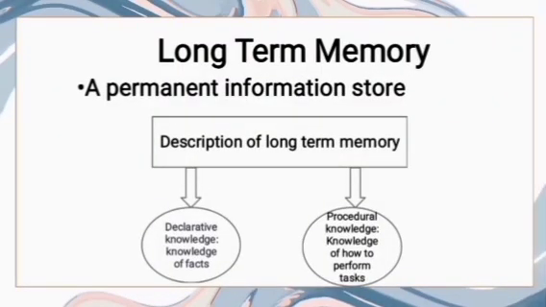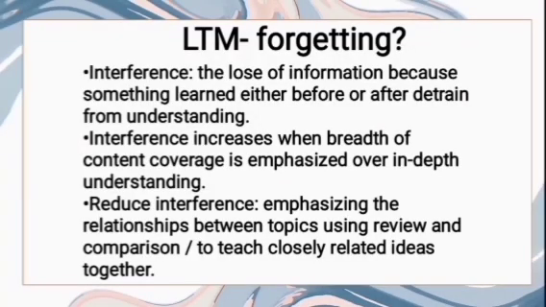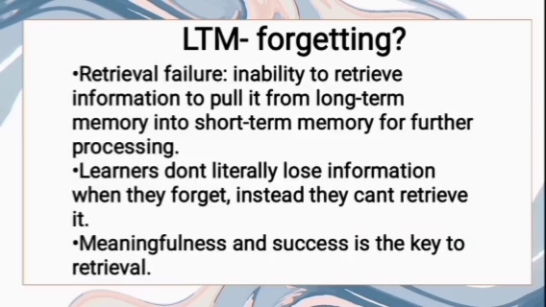Long-term memory is a permanent information store. There are two descriptions of long-term memory, declarative knowledge and procedural knowledge. Declarative knowledge is the knowledge of facts, while procedural knowledge is the knowledge of how to perform tasks. Causes of forgetting are interference, the loss of information, and retrieval failure, the inability to retrieve information, to pull it from long-term memory. Reduce interference by emphasizing the relationships between topics.